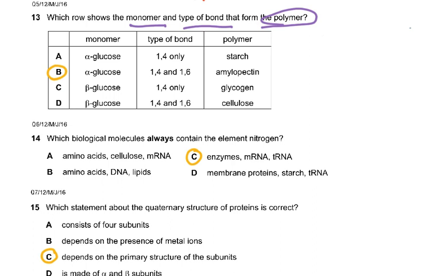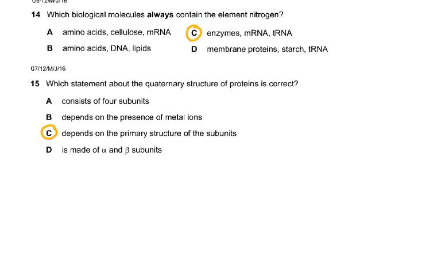So beta cellulose. So the answer to this was alpha glucose, type of bond 1,4 and 1,6, and amylopectin. Then question 14: which biological molecules always contain the element nitrogen? DNA and proteins all contain nitrogen.